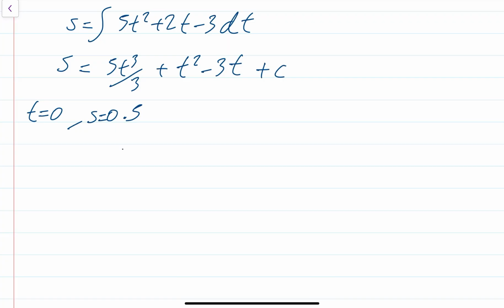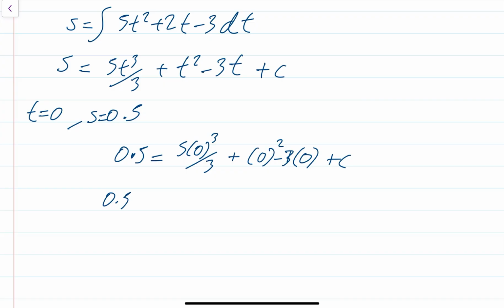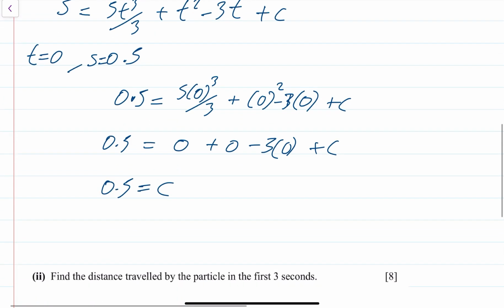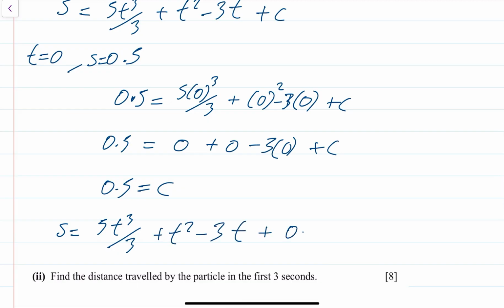I'm showing all of my working out, I wouldn't normally do as much as I'm about to do. But 0.5 then is equal to 5 times 0 cubed over 3 plus 0 squared minus 3 times 0 plus c. Now that's just 0.5 is equal to 0 plus 0 minus 3 times 0, and then that is just plus c. So that's just 0.5 is equal to c. And then what you do is you rewrite your equation. It was s equals 5t cubed over 3 plus t squared minus 3t plus your 0.5.